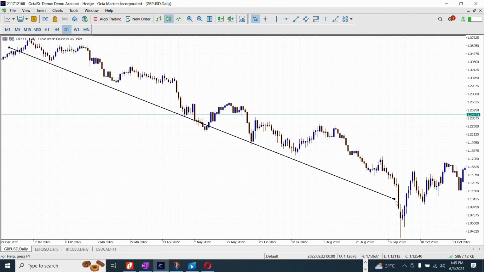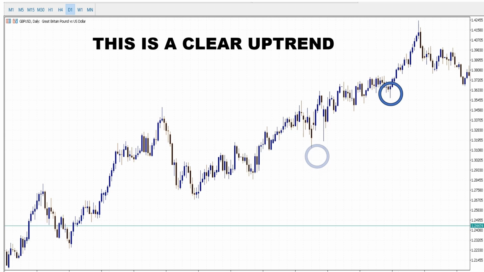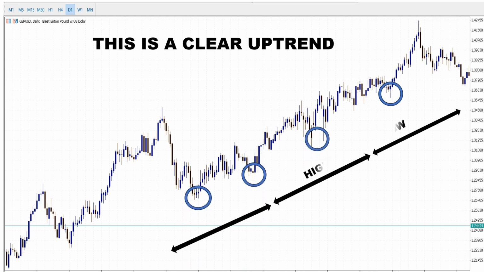Here's how trend lines are used in forex trading. 1. Trend identification. Trend lines are primarily used to identify the direction of the market. An upward trend line is drawn by connecting higher swing lows, indicating a bullish trend. So let's see from the chart what an uptrend is. Here we have a clear uptrend.